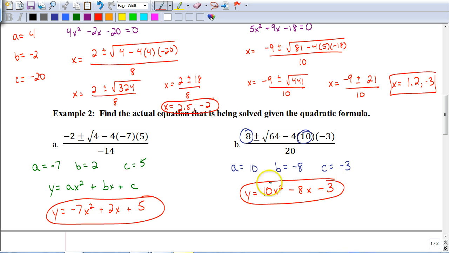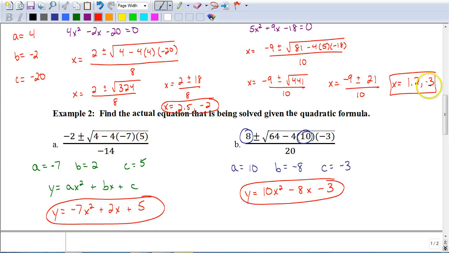You should always be able to go backwards too and make sure that you get each of these pieces. So in other words, b is negative 8, so the opposite of that would be a positive 8. A is 10, so we have that here. C is negative 3, so we have that there. So everything all matches up, so it looks good. So that would be your answer. Y equals 10x squared minus 8x minus 3.